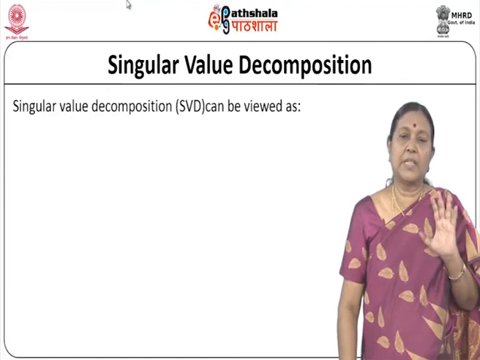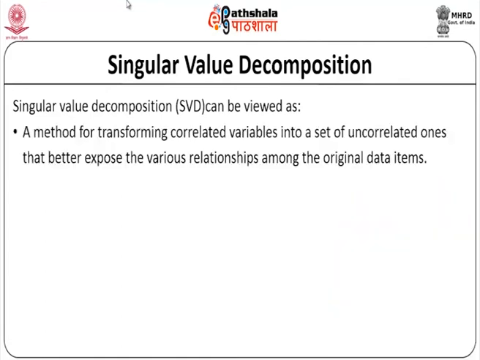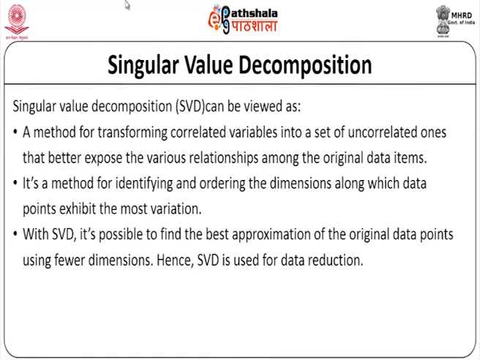Now, we go to the next method, which is called singular value decomposition. Singular value decomposition can be viewed as a method for transforming correlated variables into a set of uncorrelated ones that better expose the various relationships among the original data items. If it is already correlated, it is not actually giving you much information. That is the essence that they use here. It is a method for identifying and ordering the dimensions along which data points exhibit most variation, which we saw from principal component analysis. With SVD, it is possible to find the best approximation of the original data points using fewer dimensions. Hence, SVD is used for data reduction.